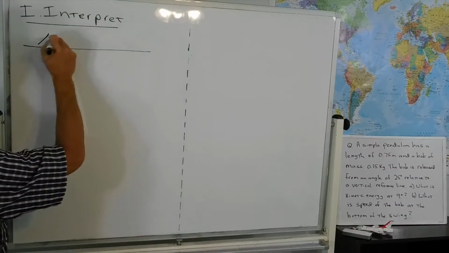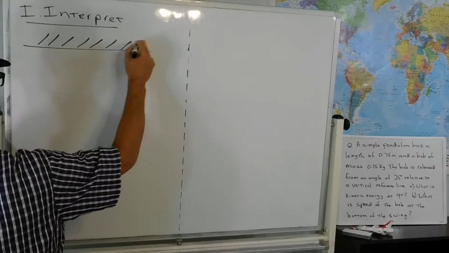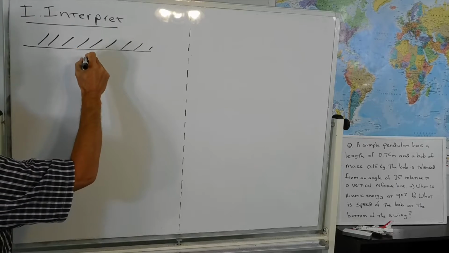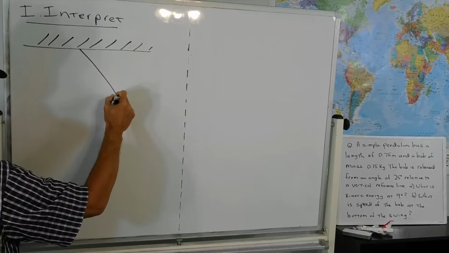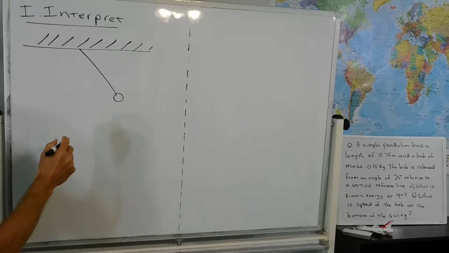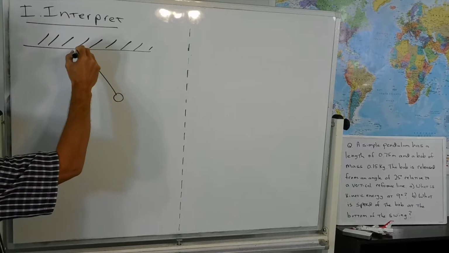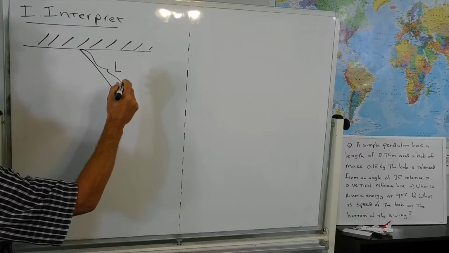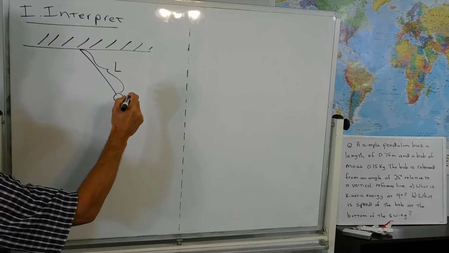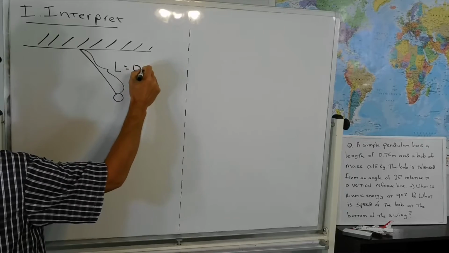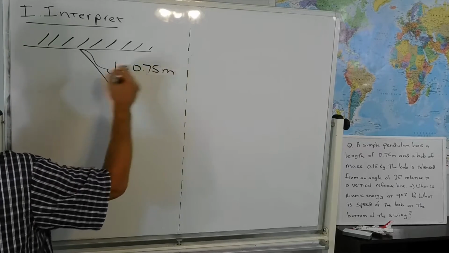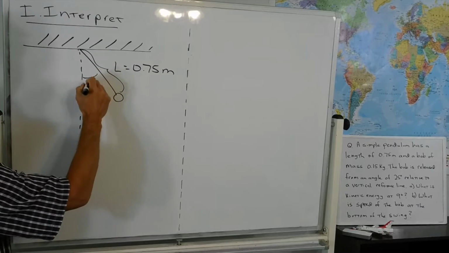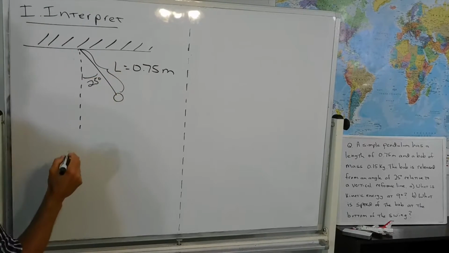Okay, to interpret this one, we need a good picture. So this is just a ceiling that we hang the pendulum bob from. And let's go ahead and draw it at the angle. So this is really the whole pendulum, and the pendulum has this length L. And we're told in the problem, are we given L? Yeah, 0.75 meters. And let's go ahead and draw the vertical reference line and the angle of 25 degrees.